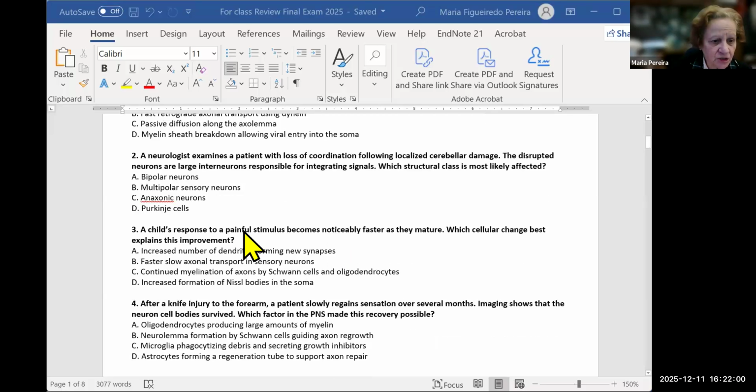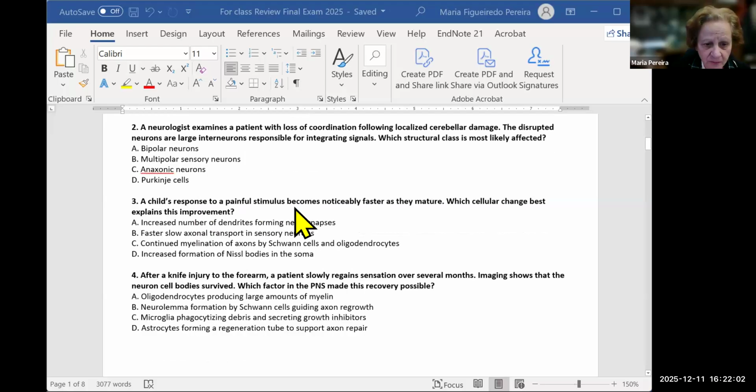A child's response to a painful stimulus becomes noticeable faster as they mature. Which cellular change best explains this improvement? Increased formation of Nissl bodies, increased number of dendrites, faster slow axonal transport. C, right? So becomes noticeable faster. Faster means you require myelination. So the correct answer is C.